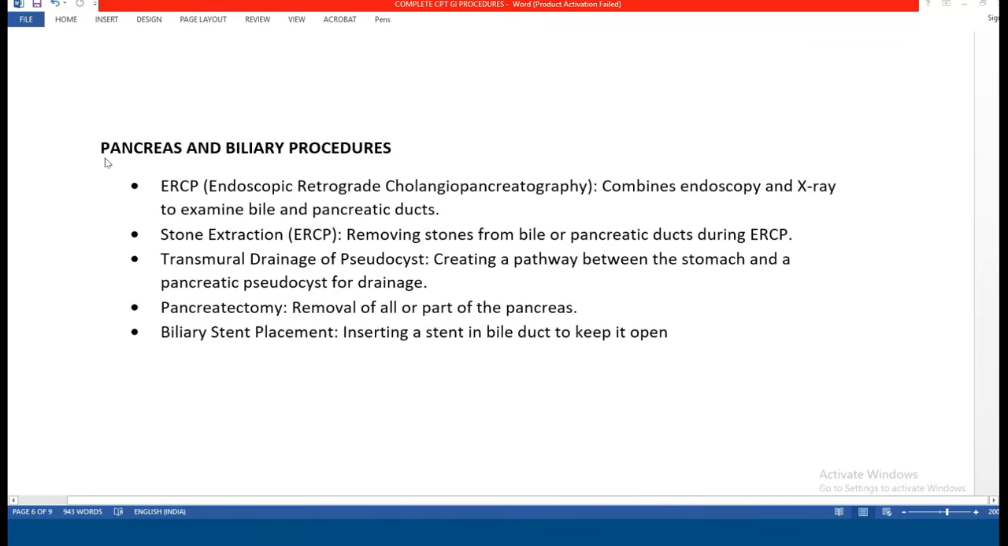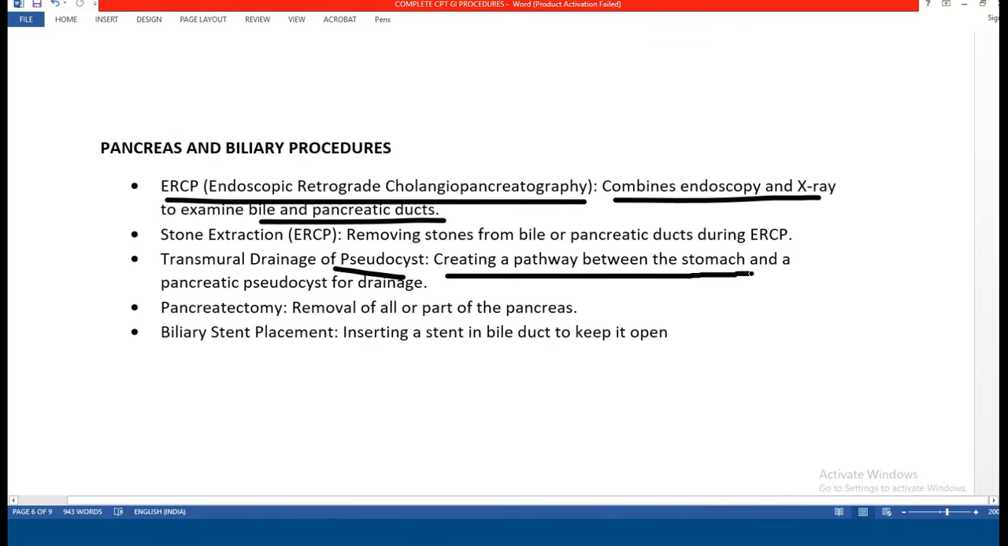Next, we will see procedures related to pancreas and biliary. Okay, so previously we have discussed ERCP. This is endoscopic retrograde cholangiopancreatography, which combines endoscopy and X-ray to examine the bile duct and pancreatic ducts. Stone extraction, removing stone from bile or pancreatic ducts during ERCP is called ERCP with stone extraction. Transmural drainage of pseudocyst. So creating a pathway between the stomach and a pancreatic pseudocyst for drainage.